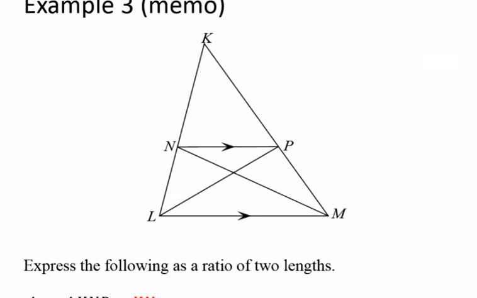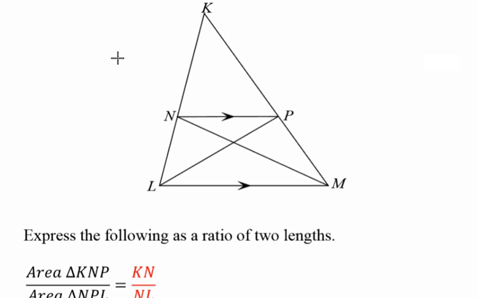Let's have a look at this example. We're asked to express the following as a ratio of two lengths. The area of triangle KNP divided by the area of triangle NPL. So I'm actually going to just highlight those triangles so they stand out. I've got KNP, and I've got triangle NPL.